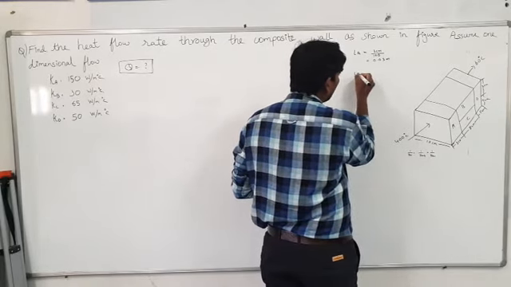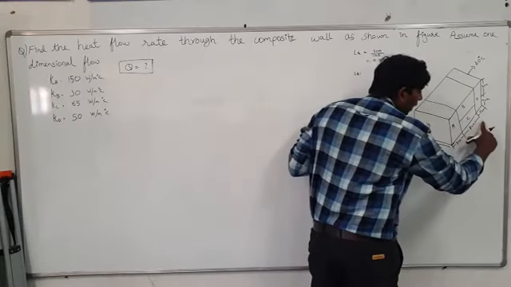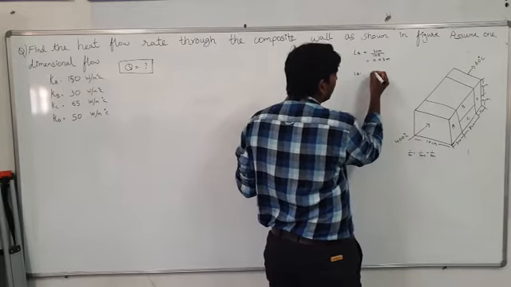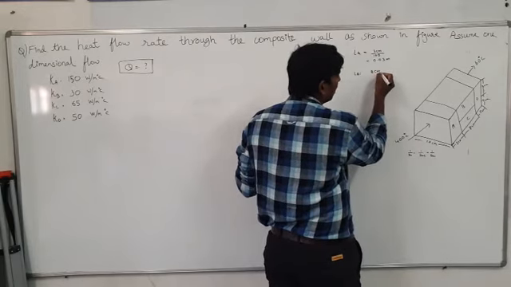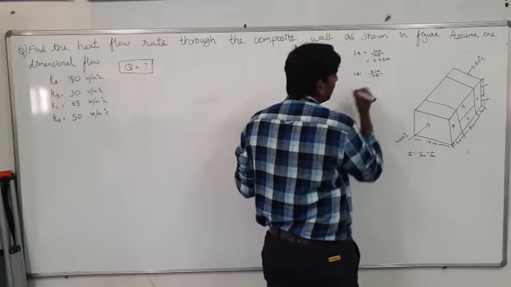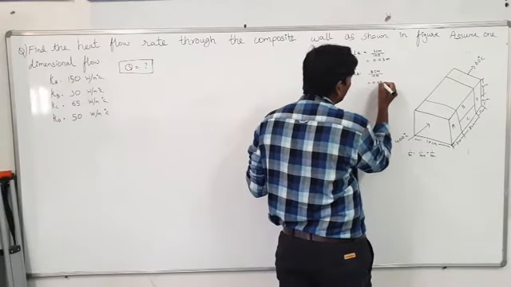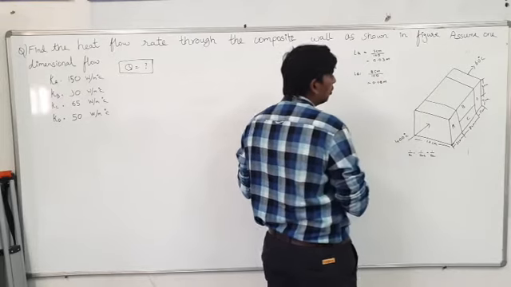Next, you have to find LB. LB means this length. How much is given? 8 centimeter. This one also is divided by 100. So the answer should be 0.08 meter.